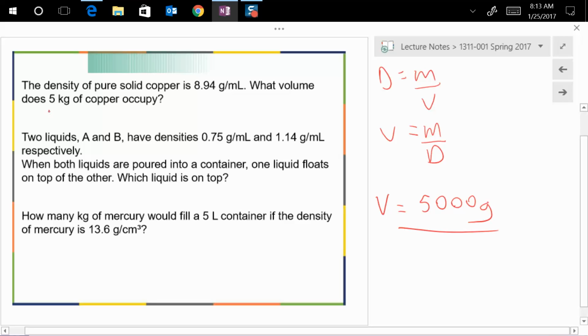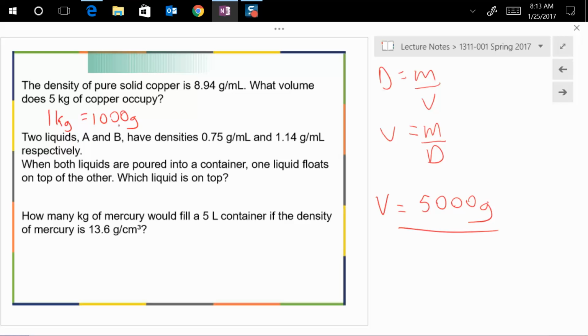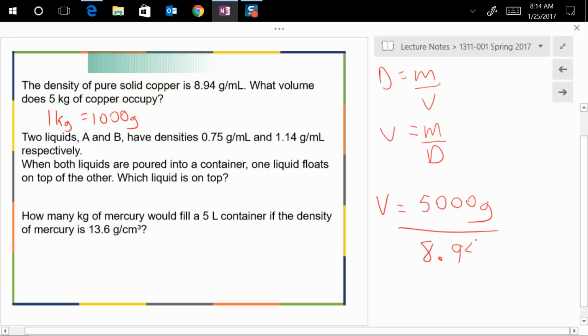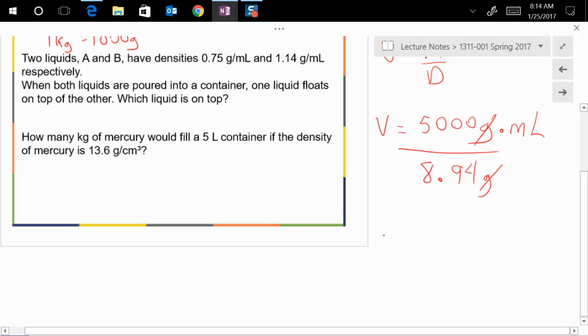Good. 1 kilogram equals 1,000 grams. So if I have 5 kilograms, that's going to be 5,000 grams. Okay? And I'm going to divide it by my density. My density is 8.94 grams per milliliter. I'm going to put my milliliters up top because I would just divide by the milliliters, so that moves it up top. So I end up with the milliliters on top, which is what I want. My grams cancel. So 5,000 divided by, I'm sorry, not 8, but 8.94.